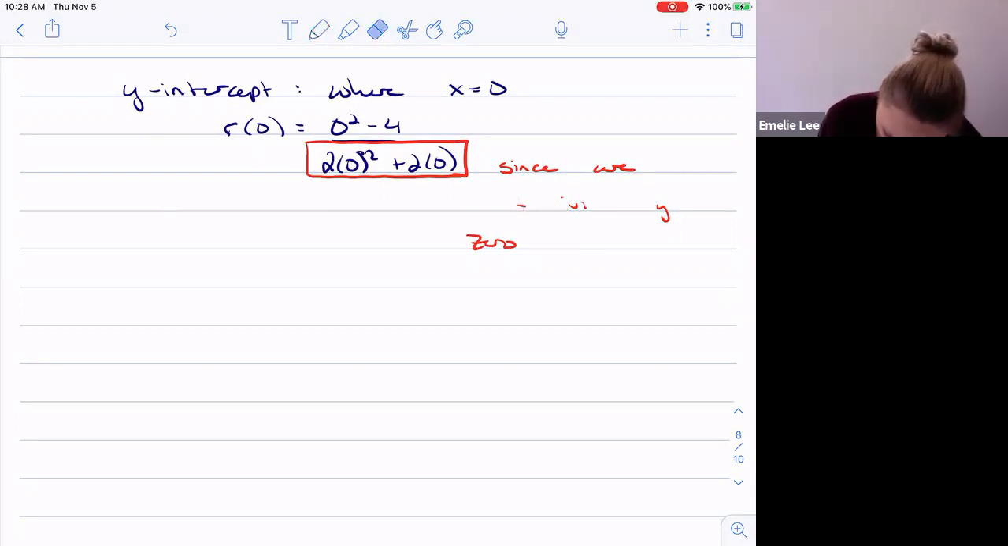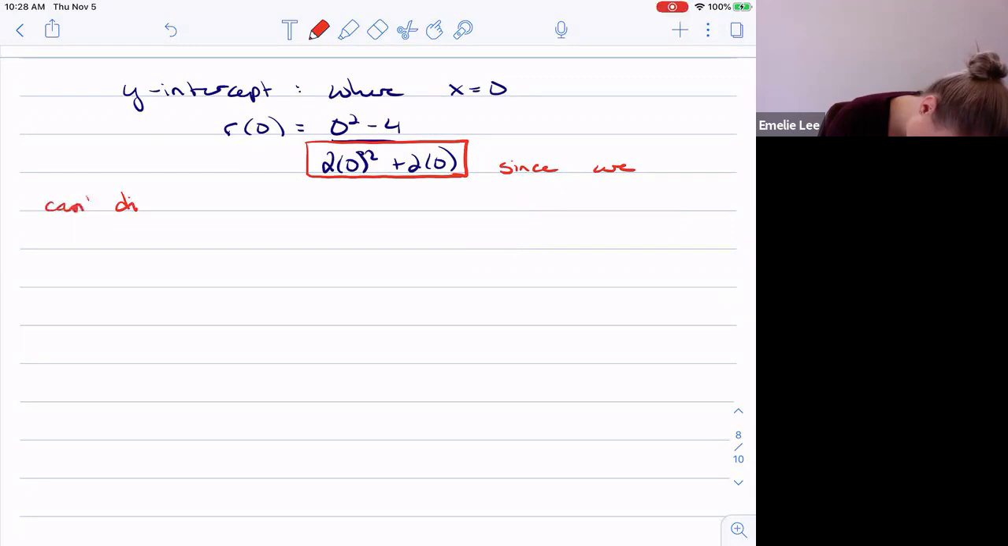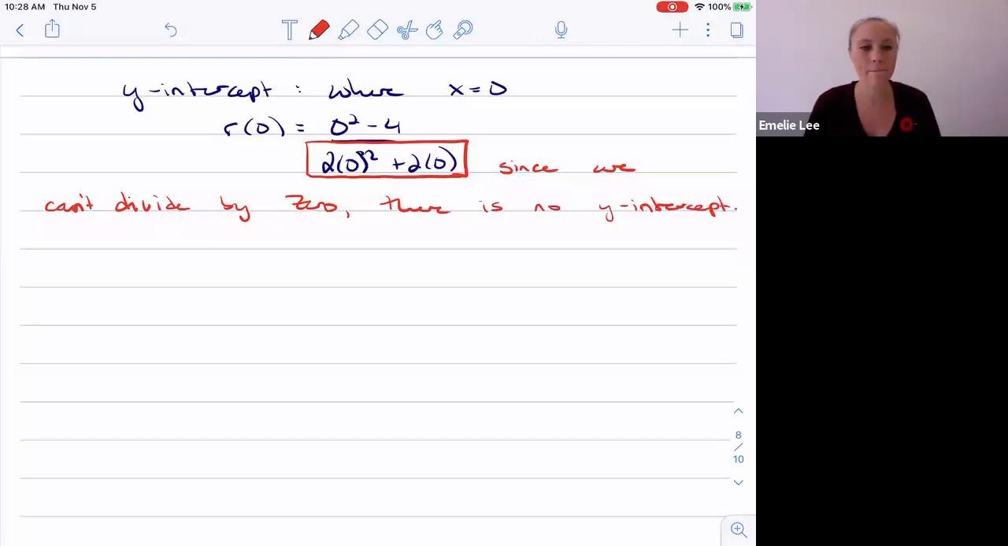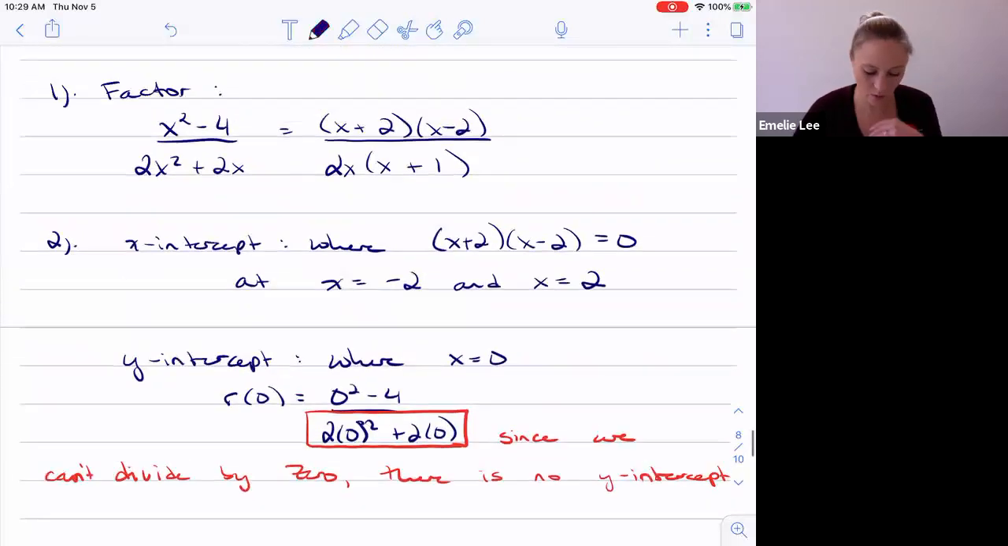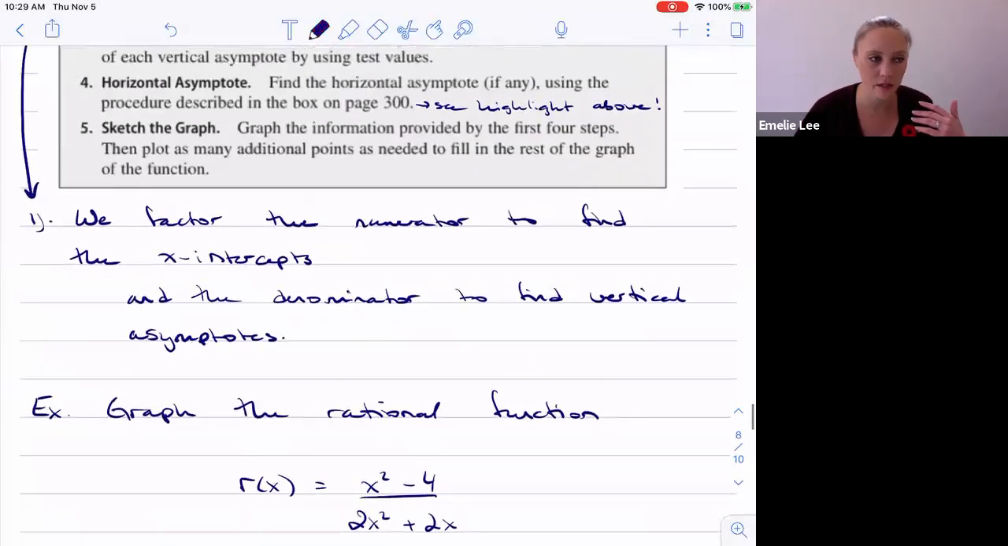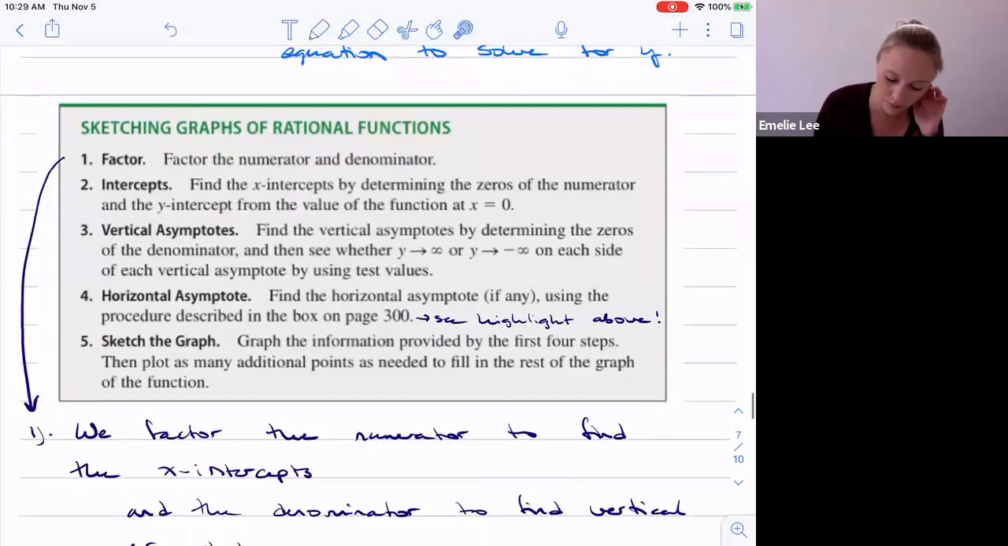And you know what? I'm going to write it so it doesn't take up so much room. Since we can't divide by 0, there is no y-intercept. Okay, so that's okay. So we found our intercepts, our x and our y-intercept. There just happens to be no y-intercept.